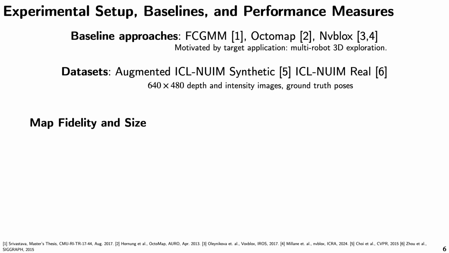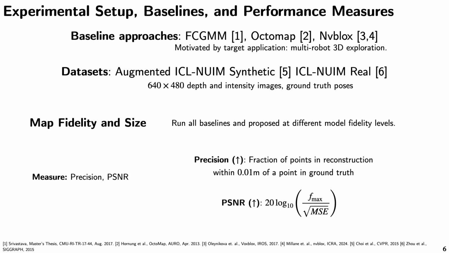For data, we compare on both synthetic and real data. For map fidelity and size, we actually use measures precision and PSNR. Precision measures the accuracy of 3D spatial reconstruction, whereas PSNR measures the accuracy of intensity reconstruction.